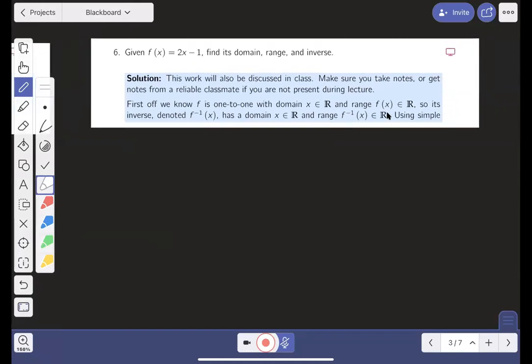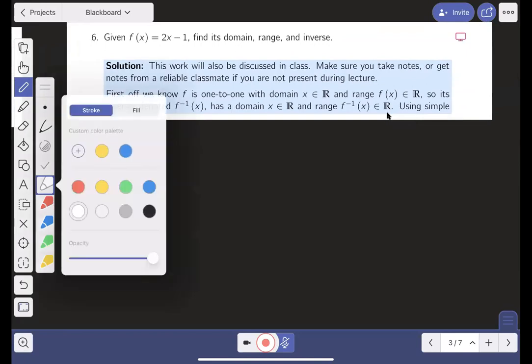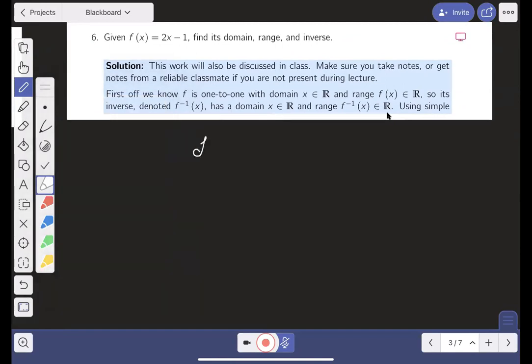Next question says, given f of x equals, it seems like the same question. They want me to do domain, range, and inverse. Well, I'm going to write this down for you. It's going to be a really simple question, all right? So let me point out what I got over here. f of x equals 2x minus 1. Its domain, minus infinity to infinity.